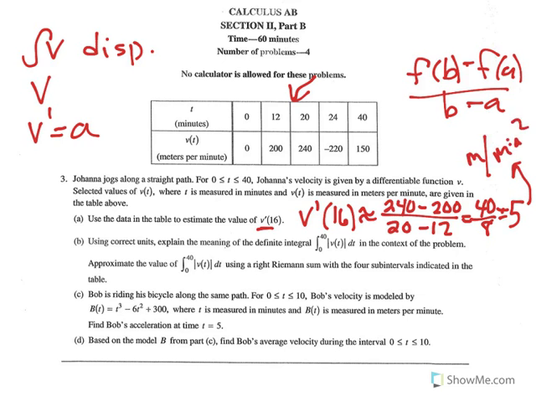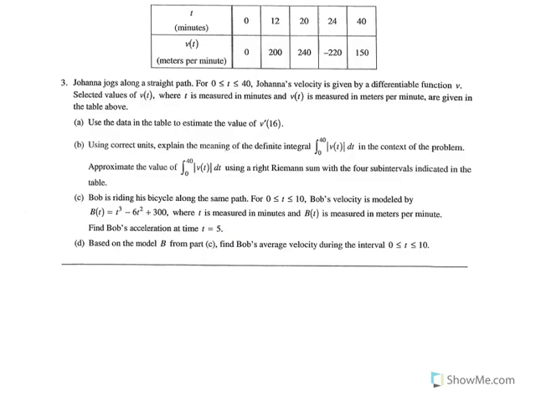Okay, let's go ahead and take a look at the next question. I can already see integrals coming into play. It says, using correct units, explain the meaning of the definite integral from 0 to 40 of v of t in the context of the problem. So as we said before, if we start with velocity, if we make it positive and integrate the velocity, we're going to end up with the total distance traveled.